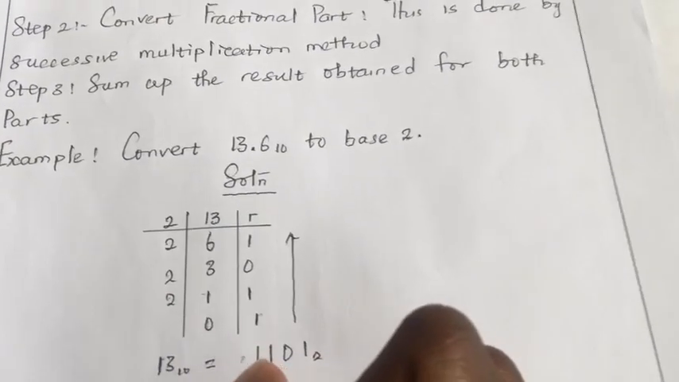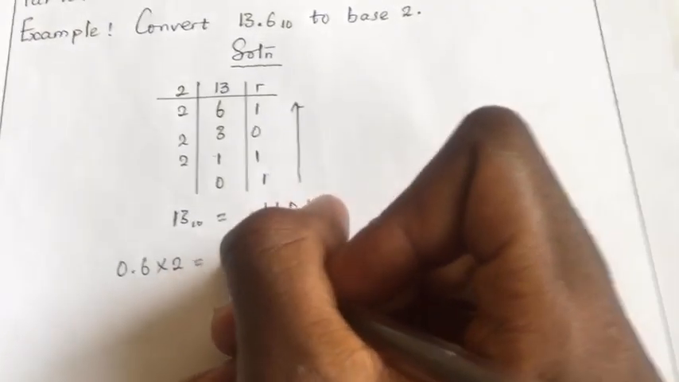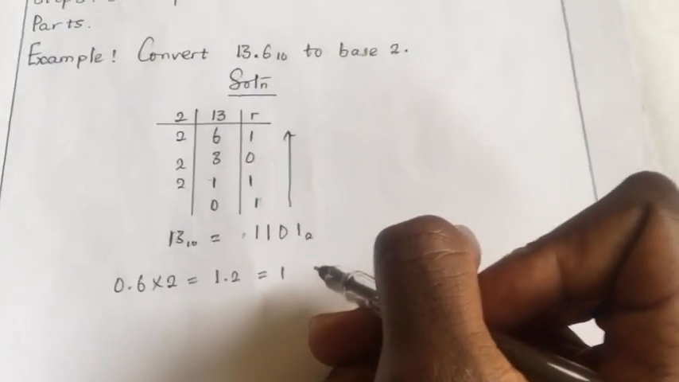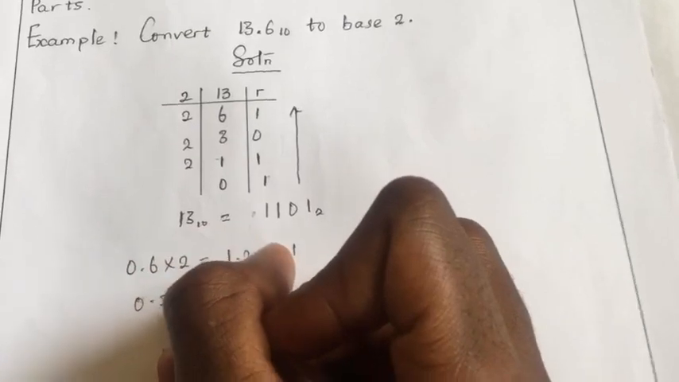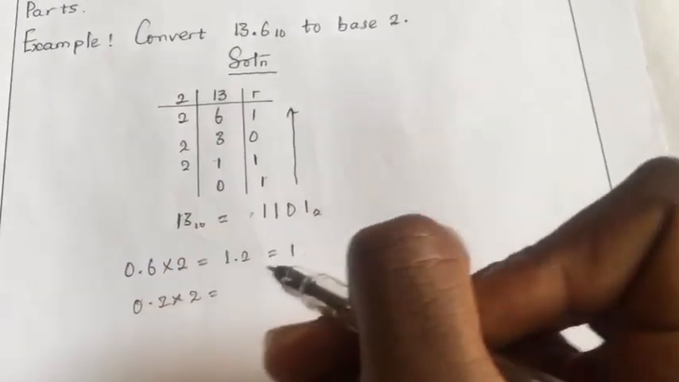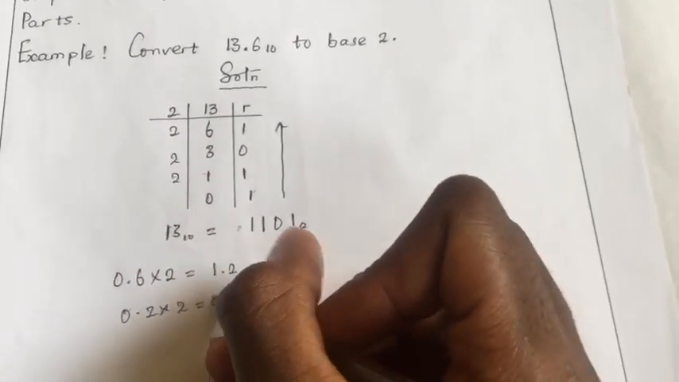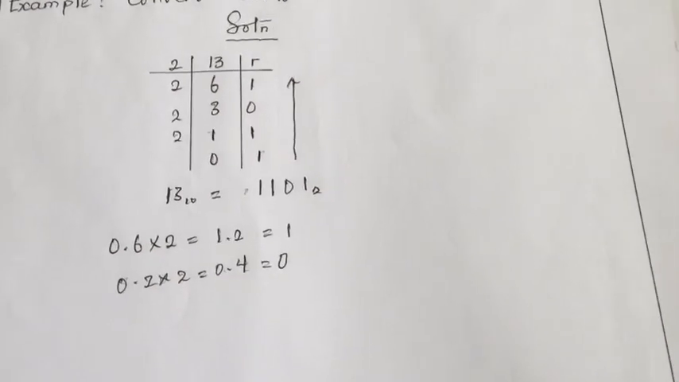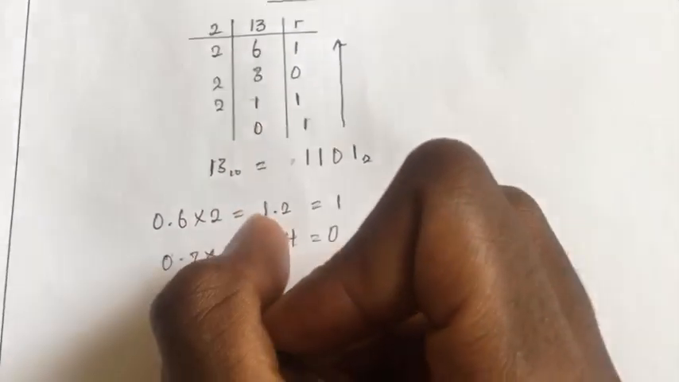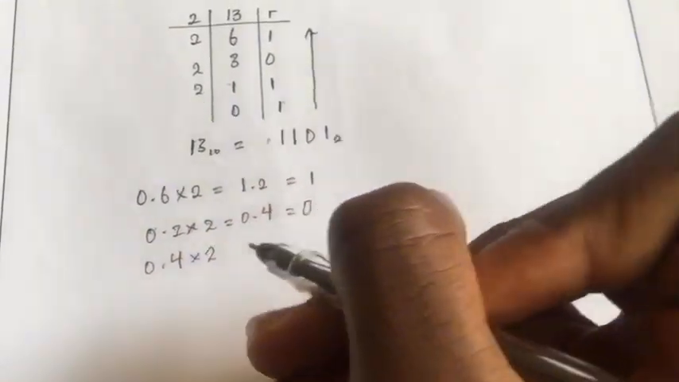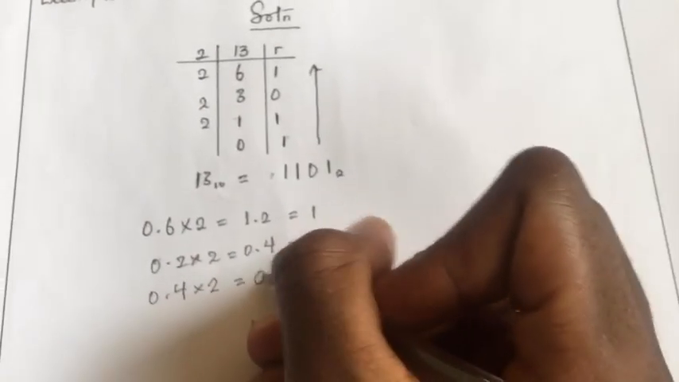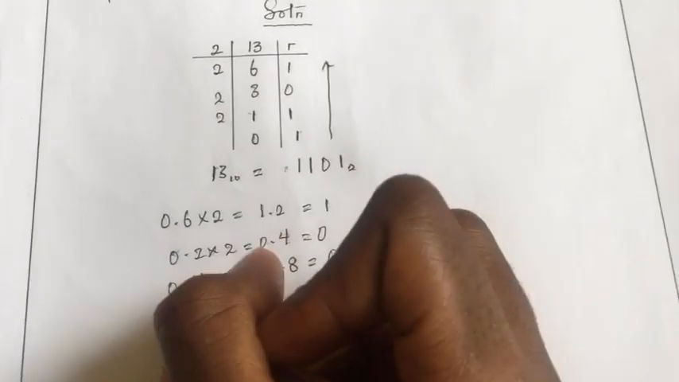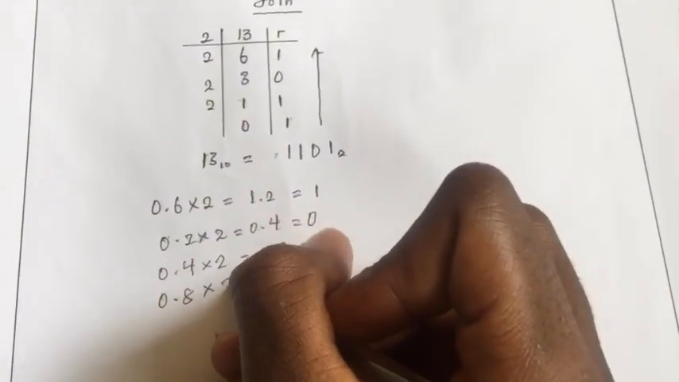So 0.6 times 2 is going to give us 1.2. Take out the whole number, which is 1, and what you have left is 0.2. Multiply 0.2 by 2 is going to give us 0.4. Take out the whole number, which is 0. So what you have left is 0.4. You multiply that also by 2. That is going to give us 0.8. So take out the whole number, which is 0.